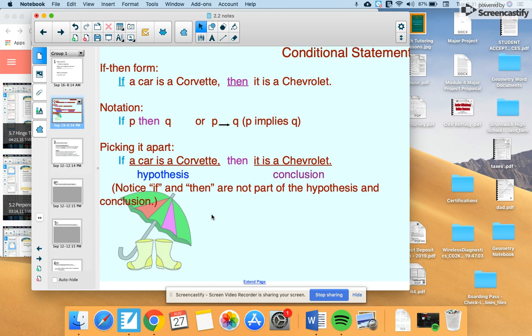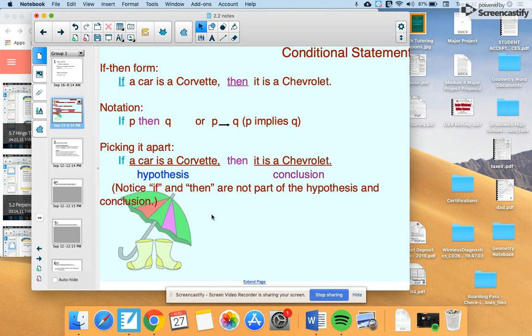So today we're going to talk about conditional statements. What a conditional statement is, it is in if-then form. For example, we have a statement, if a car is a Corvette, then it is a Chevrolet. So we have the notation if P, then Q. So P implies Q, or our hypothesis implies our conclusion. P would be our hypothesis and Q would be the conclusion.